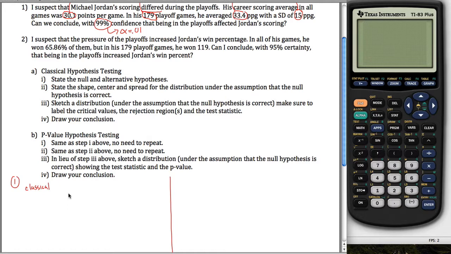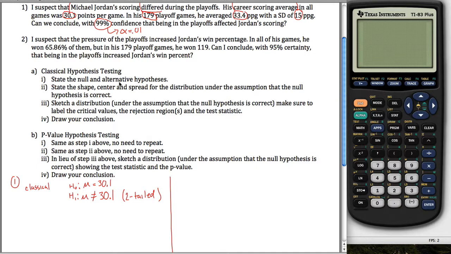And under the classical method, well, I guess under both methods, we're going to start by stating the null and alternative hypotheses. The alternative hypothesis is our claim. It's always describing mu relative to mu naught. Because we're talking about scoring differing here, we want does not equal in here. We want mu does not equal mu naught, being 30.1 in this example. And you don't have to write this, but because our alternative hypothesis has does not equal in there, this is a two-tailed test. And our null hypothesis is always just going to be that mu equals mu naught. In this case, mu equals 30.1.